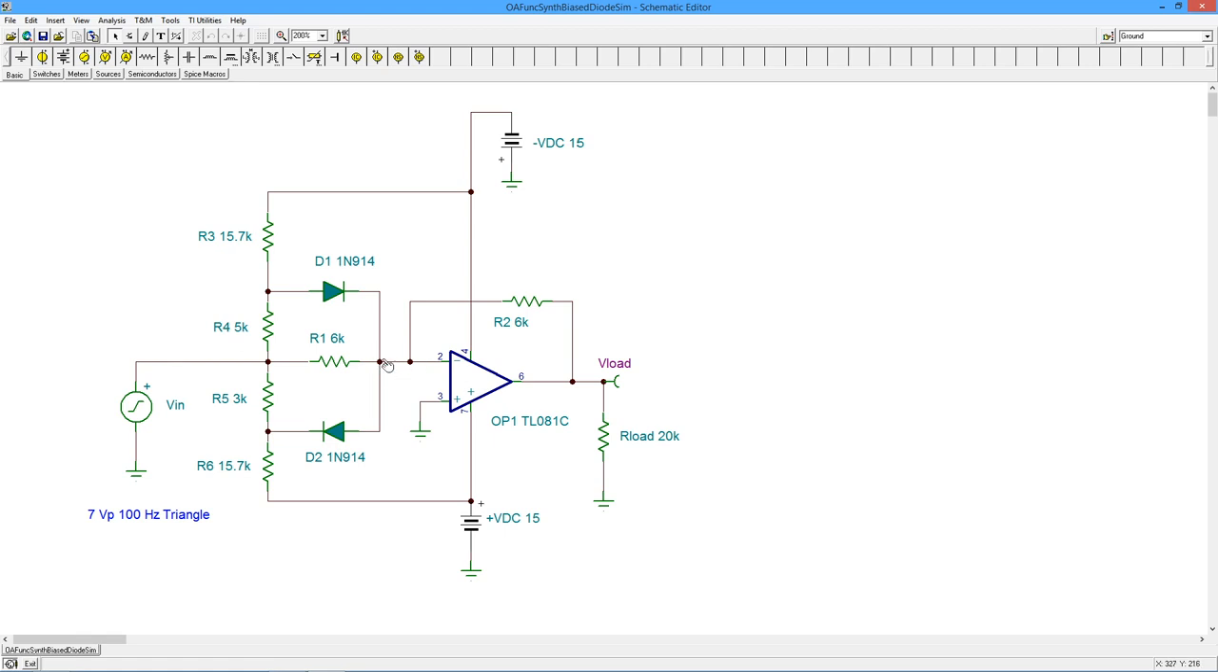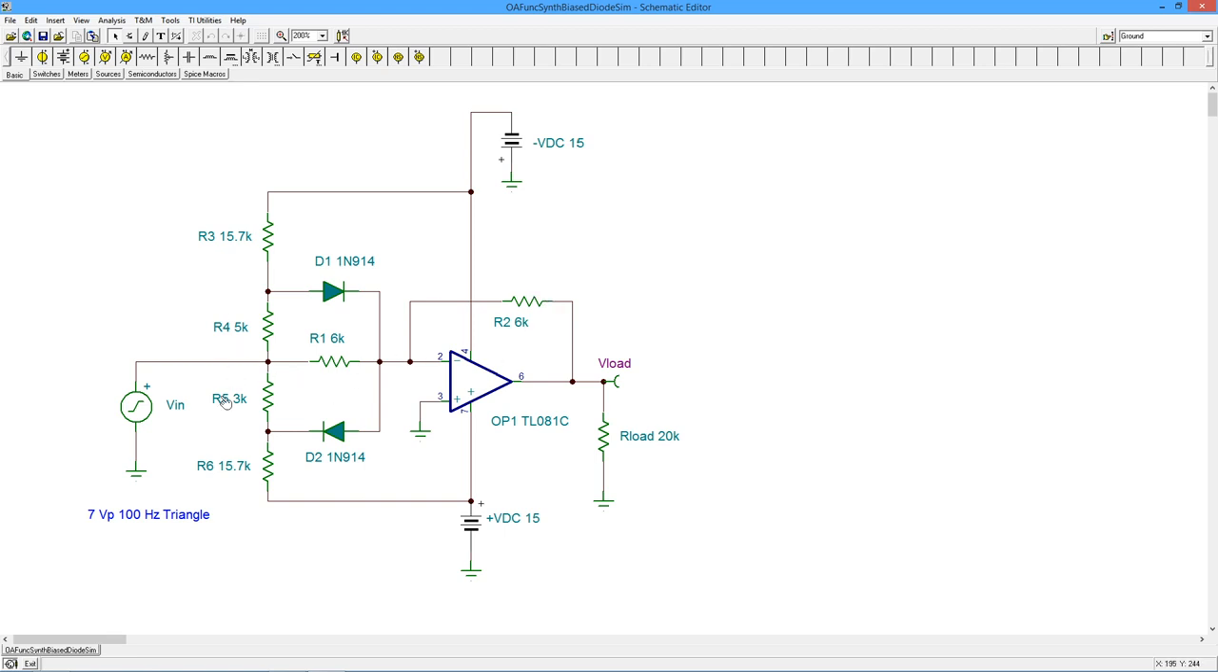Now, remember, this point here is a virtual ground. So for small input signals, these diodes are going to be off, right? Both of these will be off. And we'll essentially have this 6K sitting across this 6K to produce the gain. Right? We'll have a gain of negative 1. This is an inverting amplifier after all.